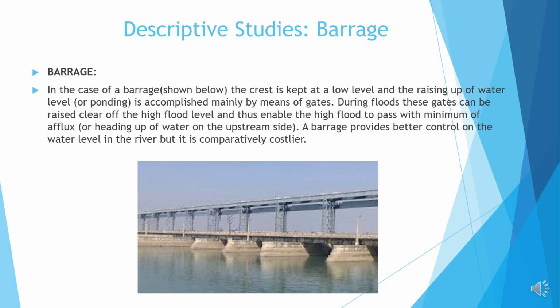Barrage. In the case of a barrage, the crest is kept at a low level and the raising up of the water level is accomplished mainly by means of gates. During floods, these gates can be raised clear of the high flood level and thus enable the high flood to pass with minimum afflux. A barrage provides better control on the water level in the river, but it is comparatively costlier.